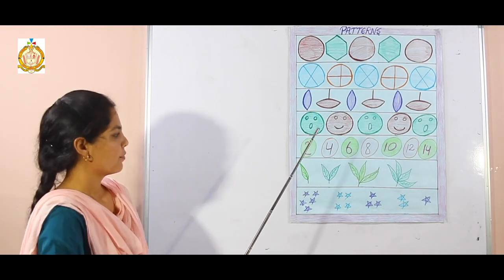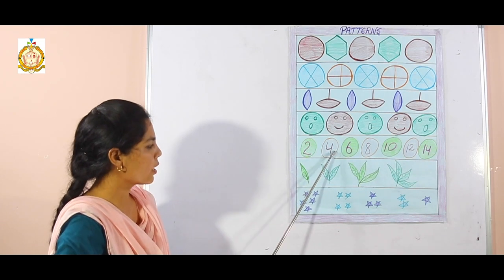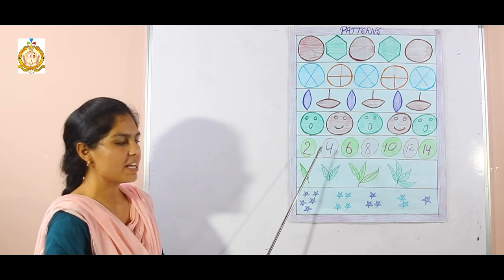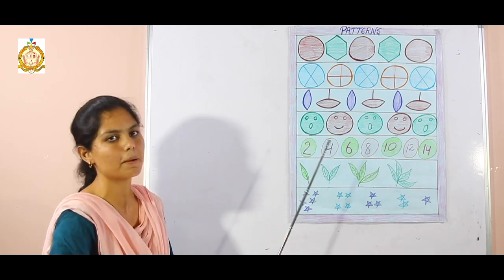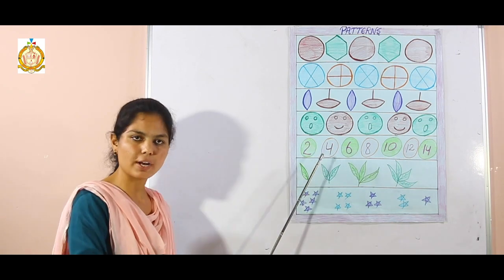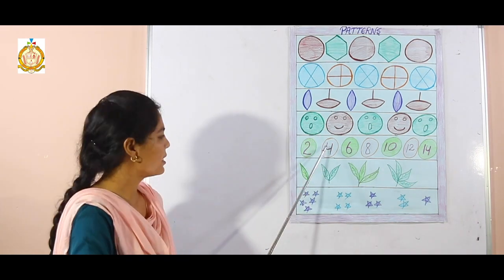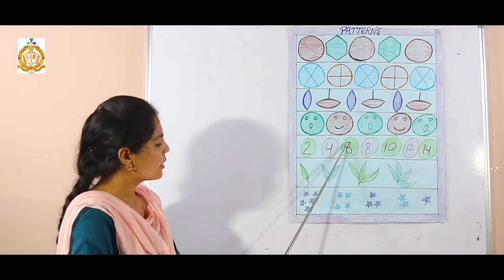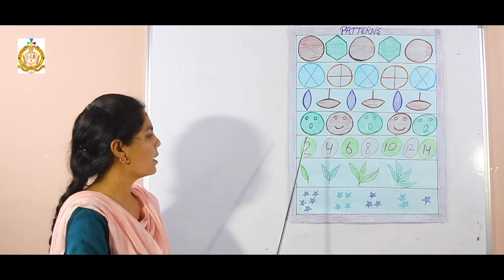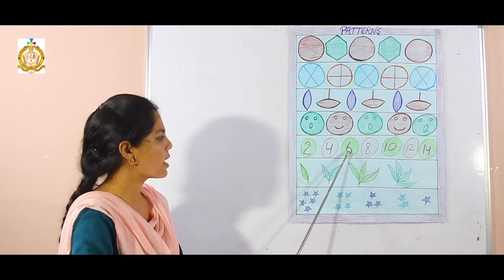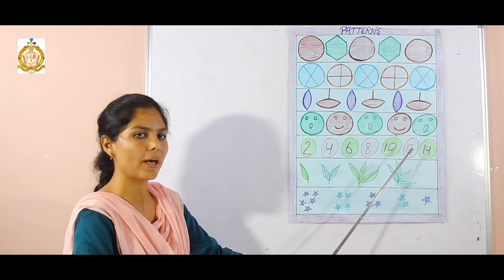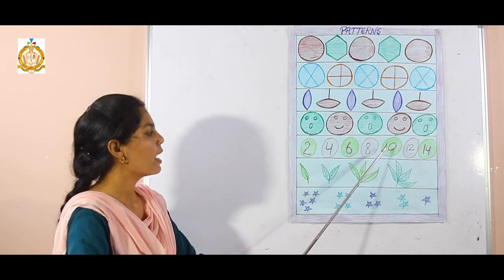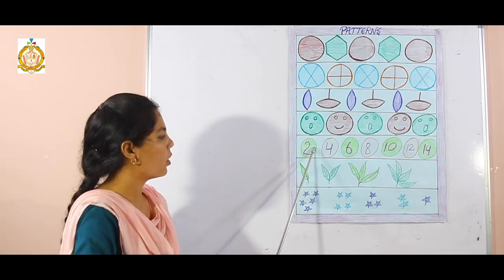And in numbers, the first number is 2, the second is 4, 6, 8, 10, 12, 14. The difference between these numbers is repeated. The difference between 2 and 4 is 2. Again this difference is repeated again and again: 2 plus 2 is 4, 4 plus 2 is 6, 6 plus 2 is 8, 8 plus 2 is 10, 10 plus 2 is 12, and 12 plus 2 is 14. The difference between these numbers is repeated again and again, and this is also called a pattern.